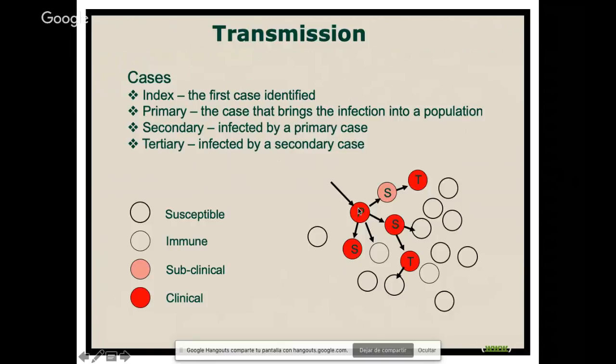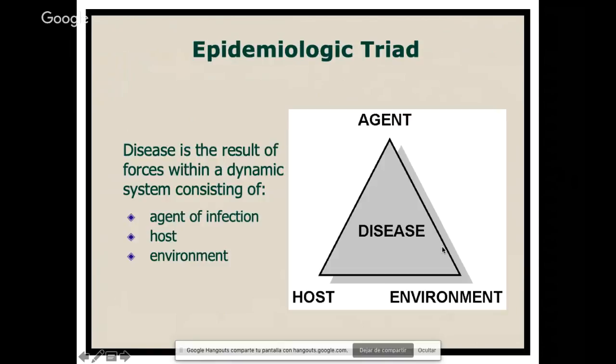So first, this got infected, and this infected this, the tertiary. We can see we have susceptible persons, and we have immune persons. So sometimes some people don't get sick. We have the subclinical infection: I can be contaminated, but I don't get the disease. And then the clinical infection, where I get the disease.